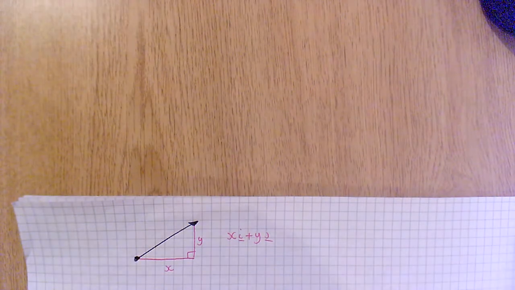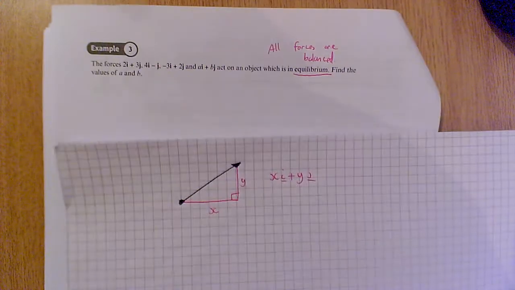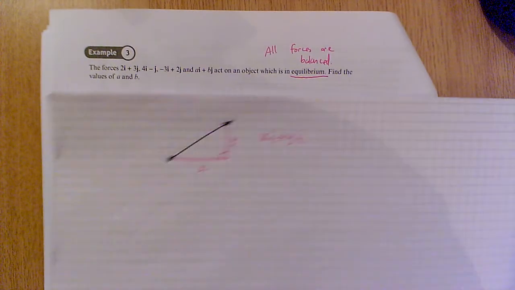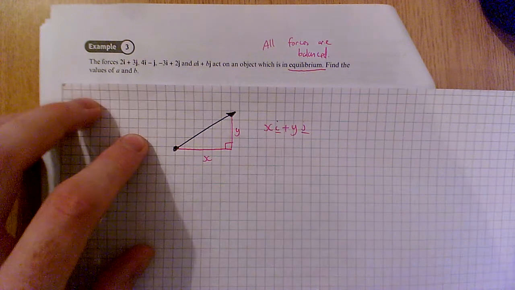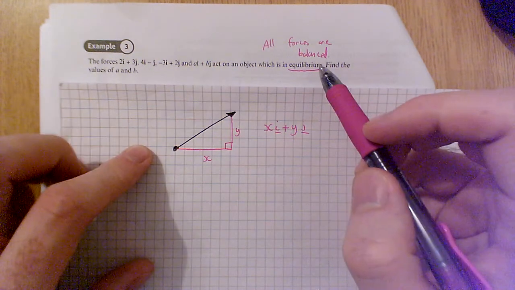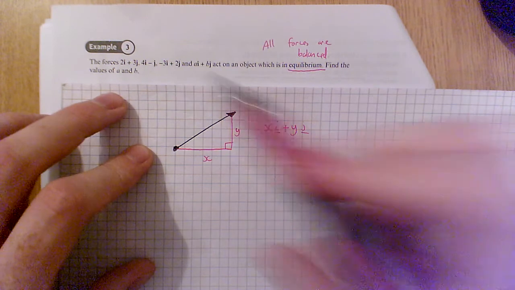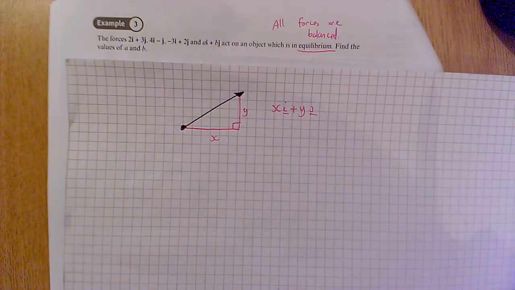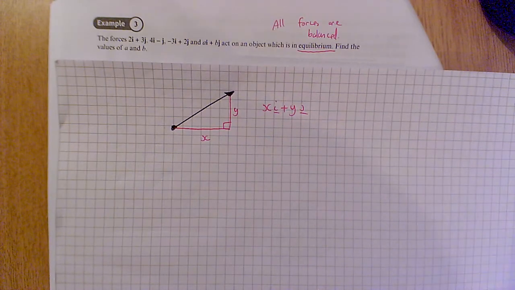So if we have a look at example number 3 in lesson 10.2, what you'll see is that it talks about 4 different forces all acting on an object together, which is in equilibrium. So equilibrium means that all forces are going to be balanced, and it asks to find the values of a and b. So we've got 4 vectors all acting at the same time. So we're going to do something called resolving those vectors, which is to add them all together.